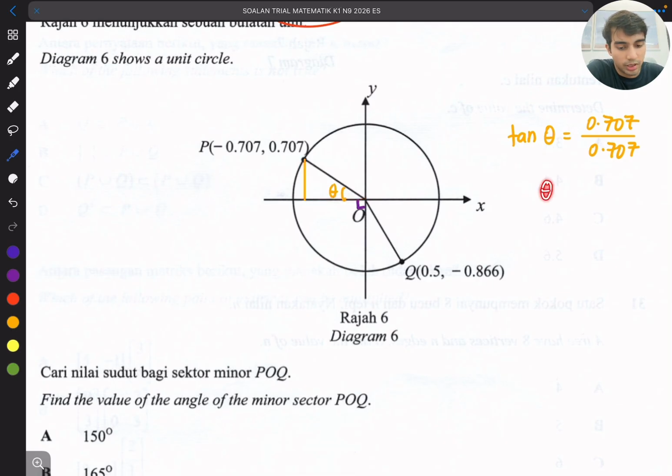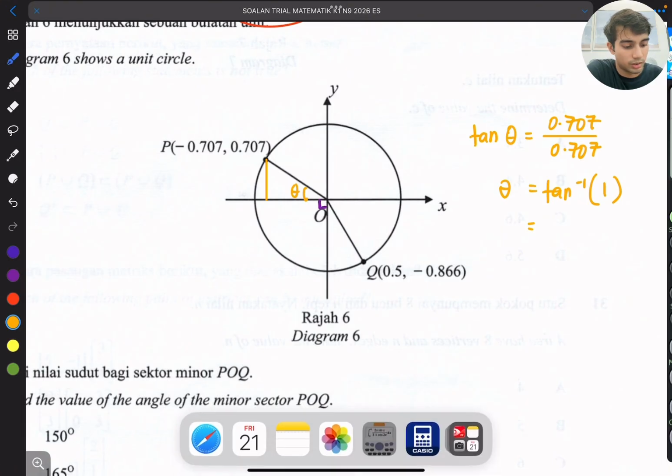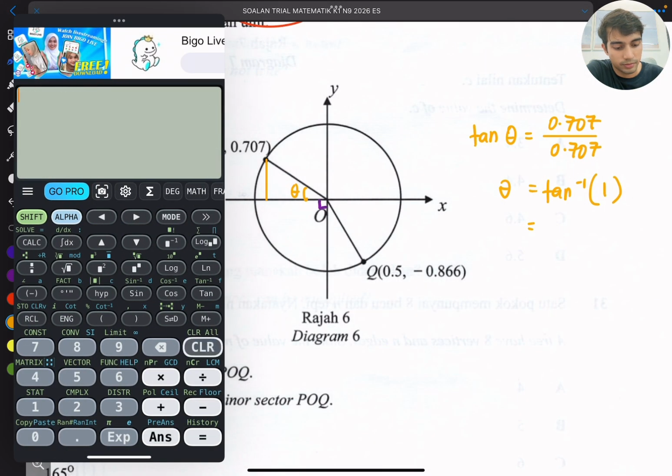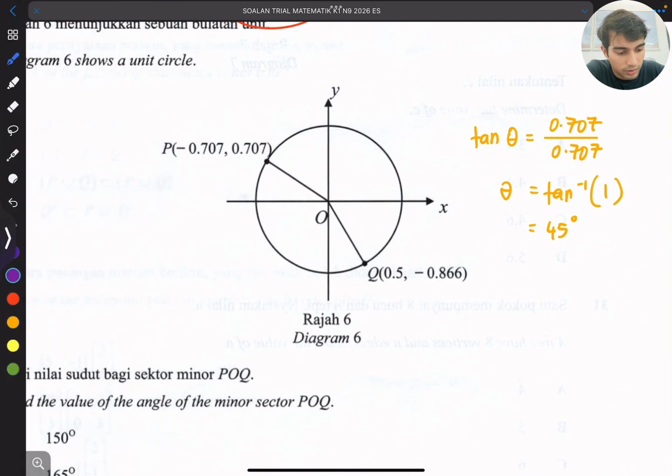So theta will be shift tangent. This divided by this is 1. So shift tangent of 1, we get 45 degrees. So we can write here, this is 45. So 90. Now we solve this one.